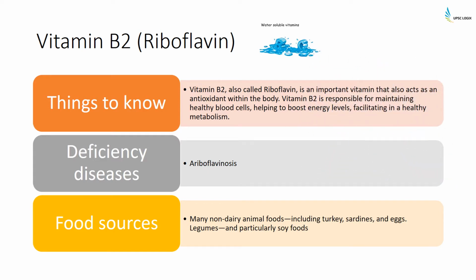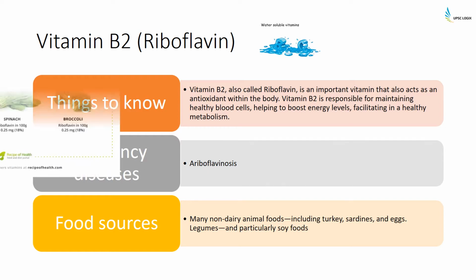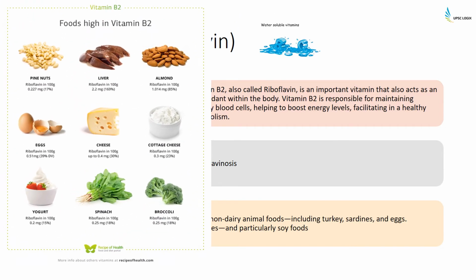So let us have a look at some of the food sources, and many non-dairy animal products including turkey, sardine, eggs, legumes, and particularly soy foods are good sources of vitamin B2. Besides that, pine nuts, liver, almonds, eggs, cheese, cottage cheese, yogurt, spinach, broccoli, etc. all are good sources of vitamin B2 as well.